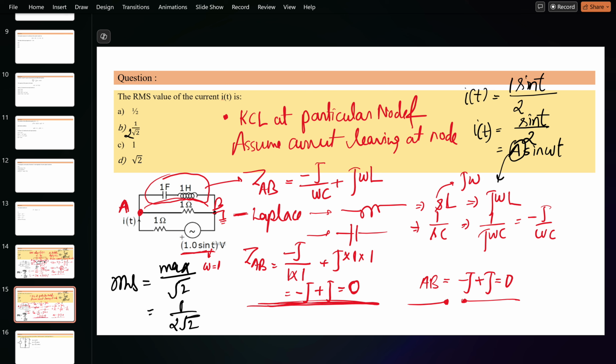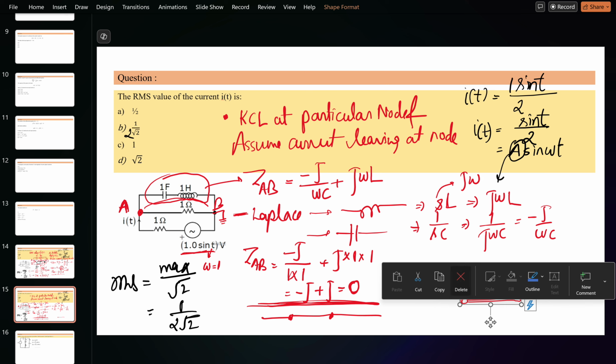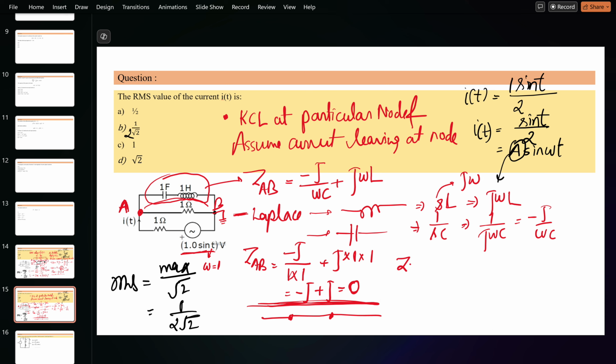So it means that it is short circuited basically. It is not open circuited. It is basically short circuited. So this is not the case of an open circuit. When the impedance is 0, it is actually short circuited. If Z is equal to infinite, then it becomes the open circuit.